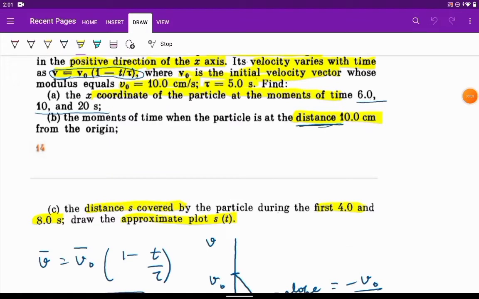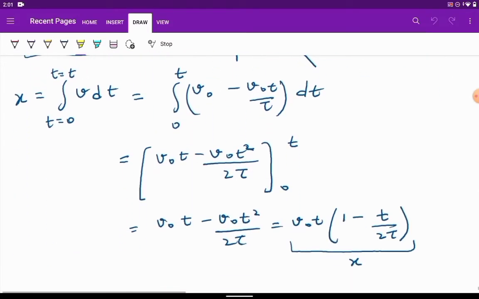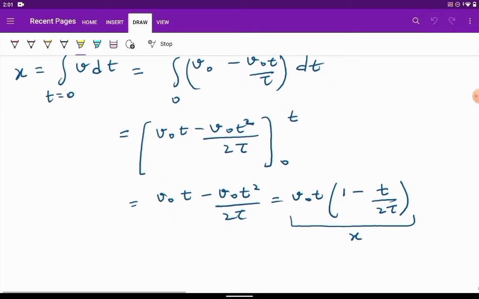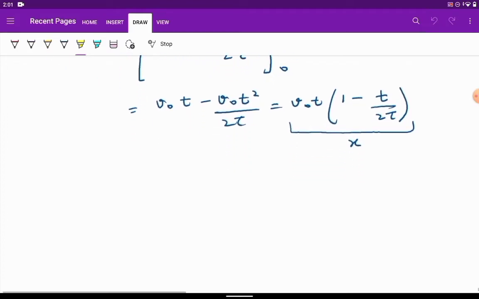Okay, so now for the second part, the moments of time when the particle is at distance 10 centimeter from the origin. So the distance is 10 centimeter from the origin. The x coordinate can be either 10 or minus 10. So basically we have found out from the first part the equation for the x coordinate, which is this particular equation. So we'll use that in order to solve the b part.